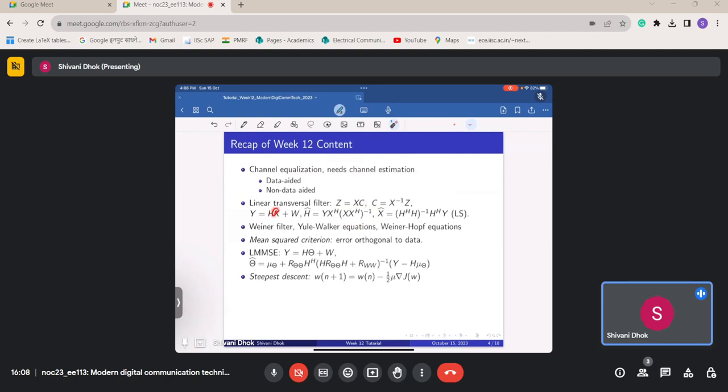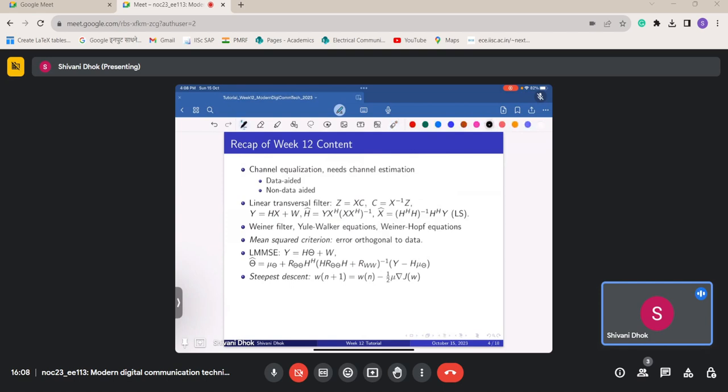Similarly, if I want to estimate x, then I can get it as x hat equal to h Hermitian h inverse h Hermitian y, and this factor here is known as the pseudo inverse of h. This is known as the least squares method. Another way to do that was the Wiener filter, Yule-Walker equations and Wiener-Hopf equations. Then the mean squared error criteria was discussed.